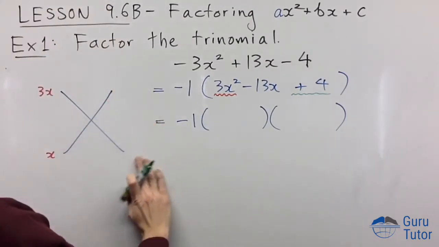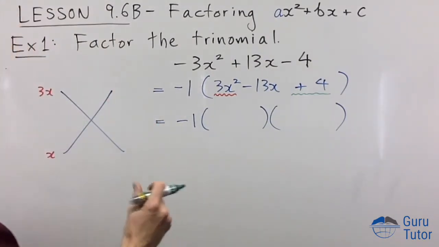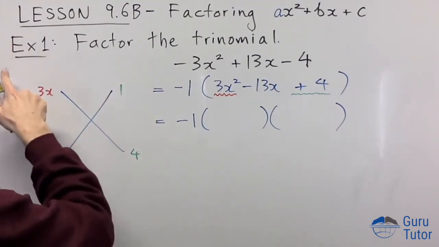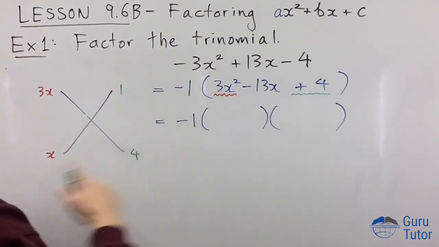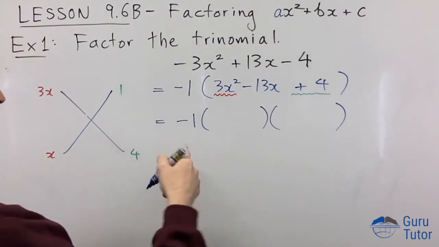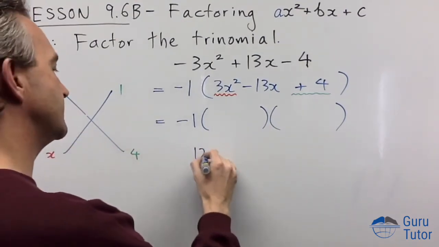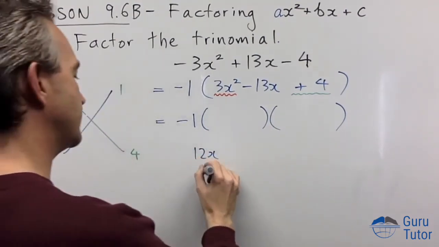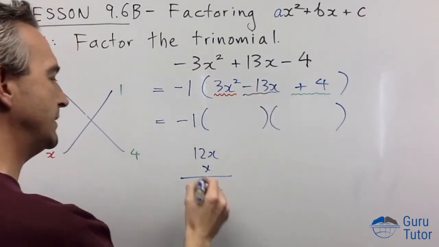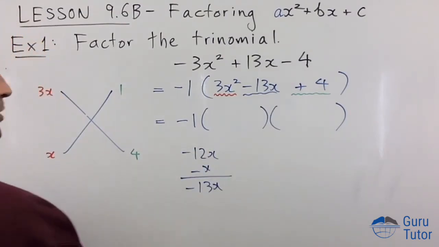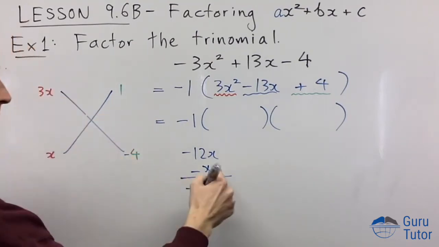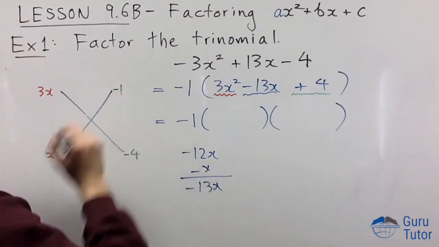So hopefully you're getting better at this and you don't have to write out every step. What about 4? So 4 and 1, let's try that. So this gives us 12x and 1x. Can that give us negative 13x? Yes, it can. I think we got it. 3x times 4 is 12x. 1 times x is x. We want that sum to equal negative 13x. For that to happen, we need both minuses. Let's go back. Minus 12x, so that means we're going to have a minus here. Minus 1x, so that means we want a minus here.